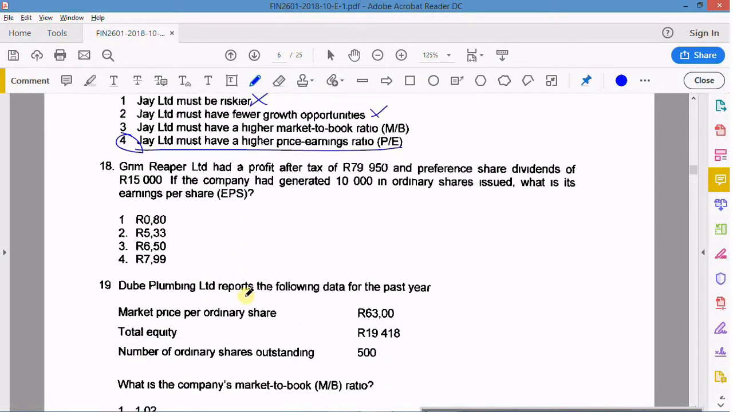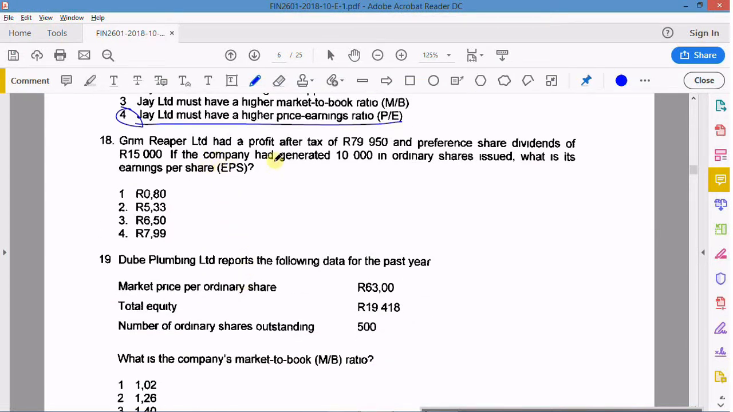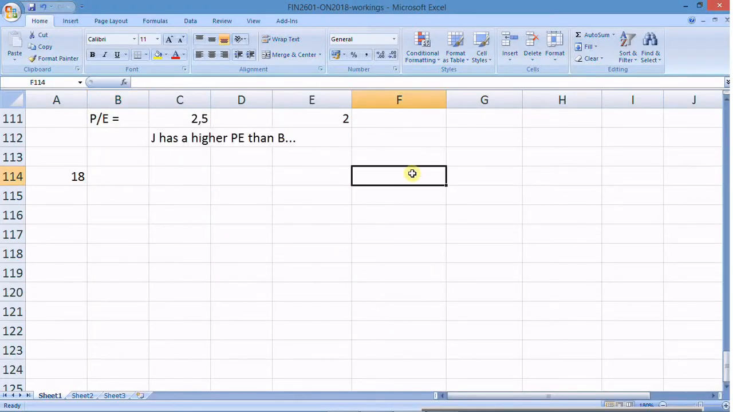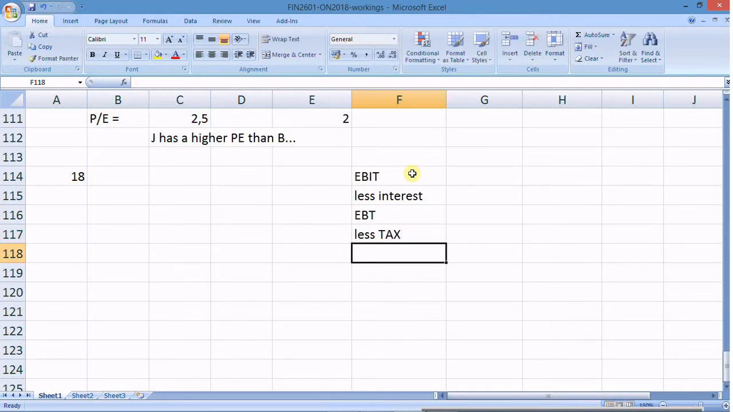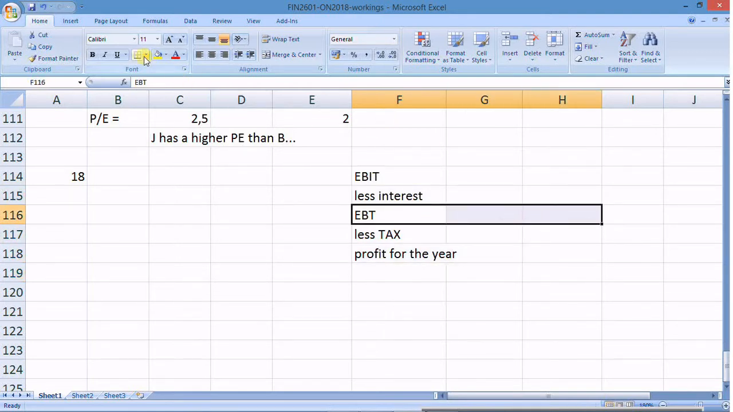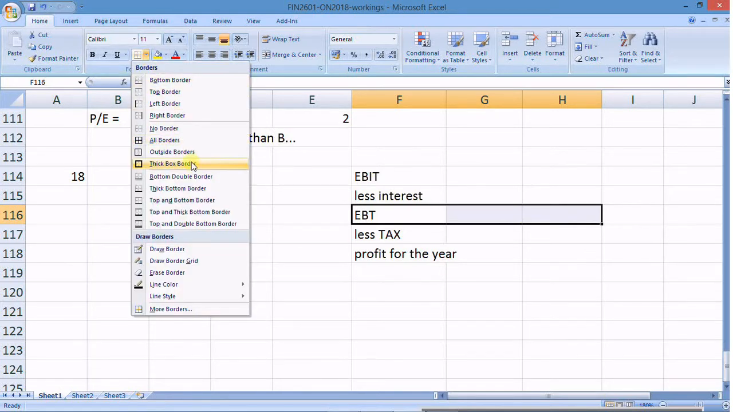Right, 18. G had a profit after tax. When you see profit after tax, you need to write down this: EBIT less interest gives you EBT, less tax gives you profit for the year, profit after tax. Okay, that's your accounting. What's EBIT again? Earnings before interest and tax.